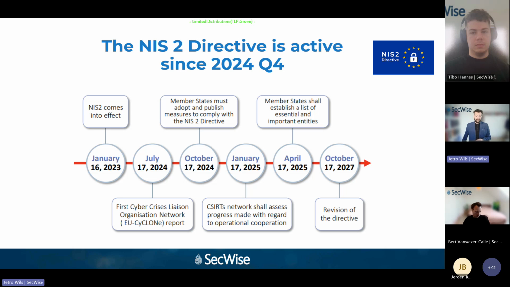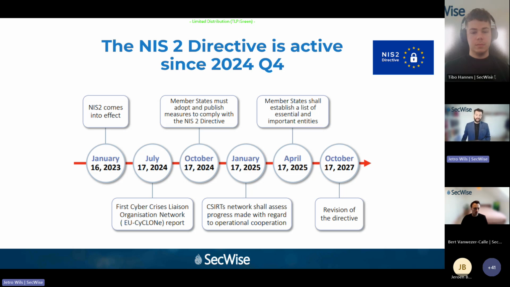But actually, NIS2 came into full force last year. I believe it was October last year. And now we are in early, let's say, 2025. And so the member states of the European Union by April need to give a list of all the essential and important entities. So the member states collect all those important and essential entities or organizations and give that list to Europe so that Europe knows where these critical companies are.